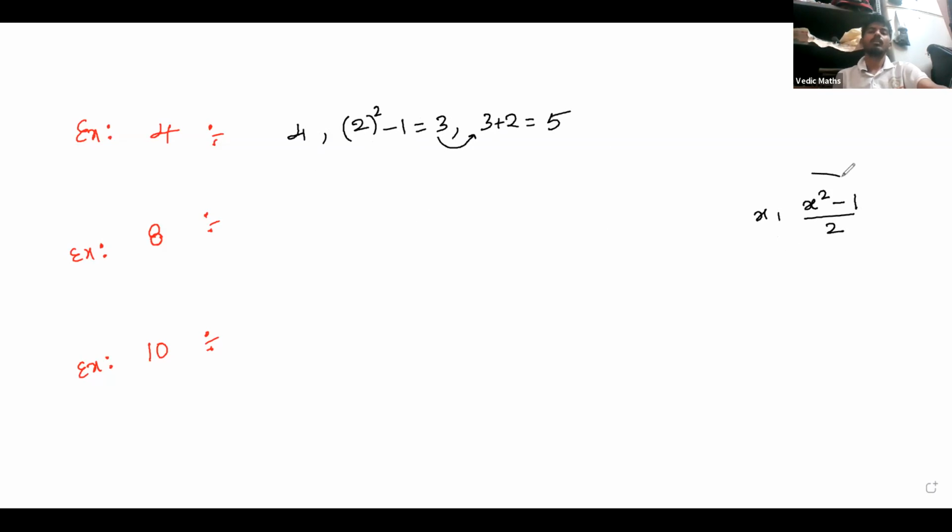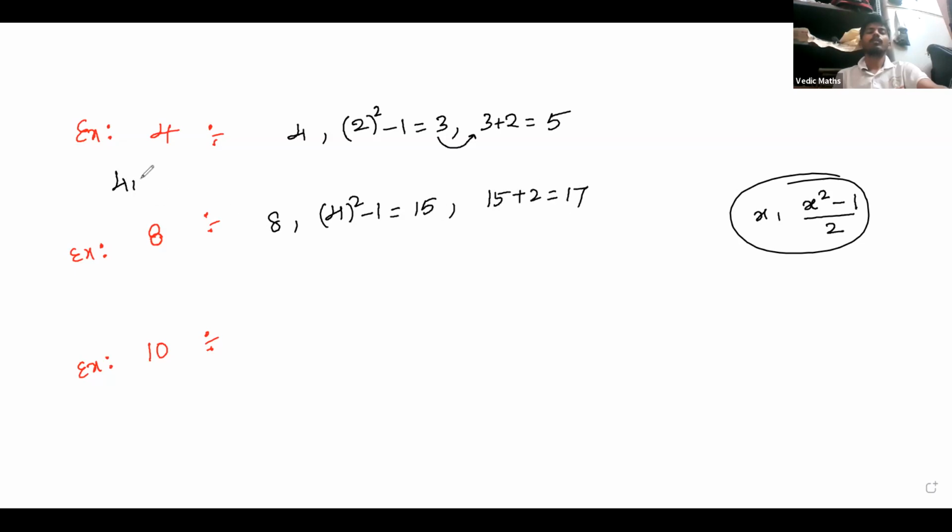So this is the odd combination, this is the even. So 8: you take half of this number, which is 4, and square it, minus 1, that is 15, and 15 plus 2 gives 17. Here 4 and 3 and 5. In this case, 8, 15, 17. Come on, try to find this one.